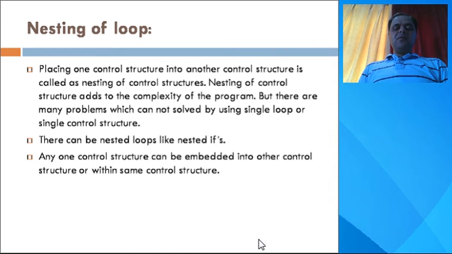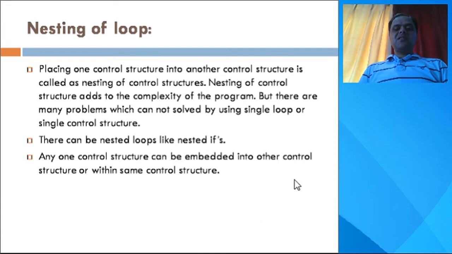Any number of loops can be nested, and any type of loop can be nested in any other type of loop. For example, we can put a while loop in a for loop, or a for loop in a while loop, or a while in a do while, and so on. So placing one control structure into another control structure is called nesting of control structure.